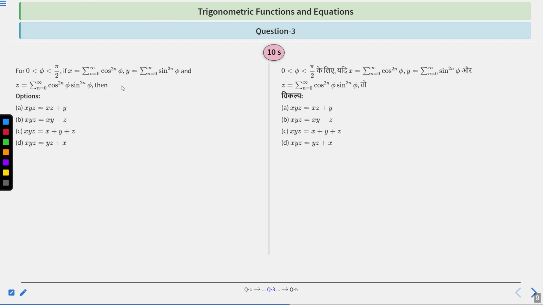So the hint of this question is, when you write these equations one by one separately, you will find that all three expressions are infinite geometric series, right? So you know the sum of an infinite series, so you will apply the formula and try to convert the value of these expressions, that is x, y, z. Clear? So in this way, you can try to approach this question. You have 10 seconds to solve or think about this question. After 10 seconds, we will discuss the solution, right?